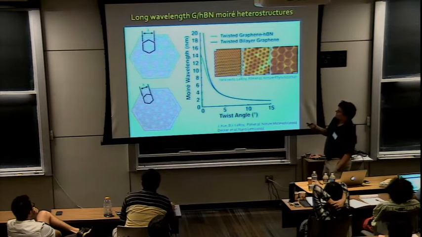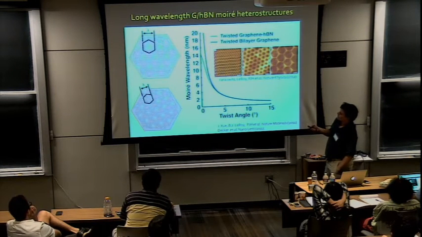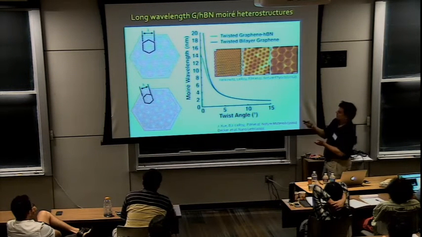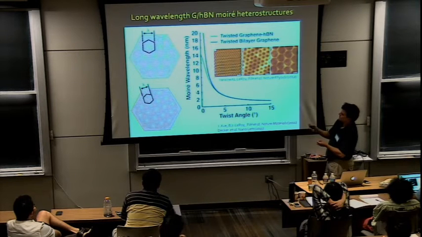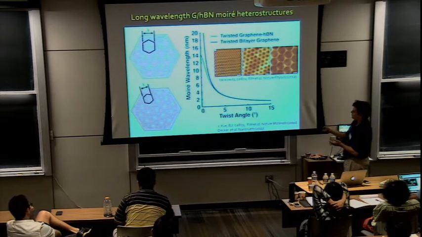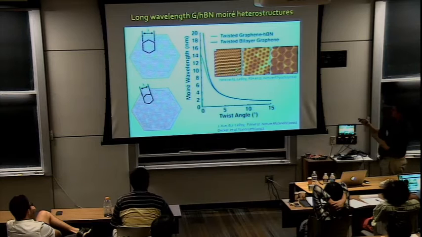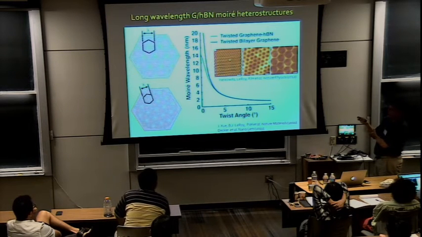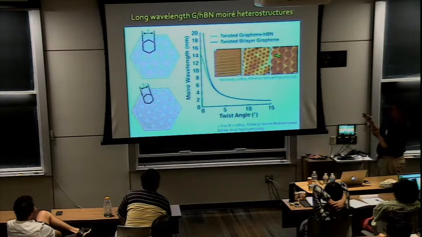So this graphene on hexagonal boron nitride with a small twist angle forms this Moiré wavelength, and the wavelength depends on the twist angle, as I showed you earlier. Okay, these are direct STM, scanning tunneling microscopy, measurements of the Moiré pattern. Okay, this is not the graphene lattice.